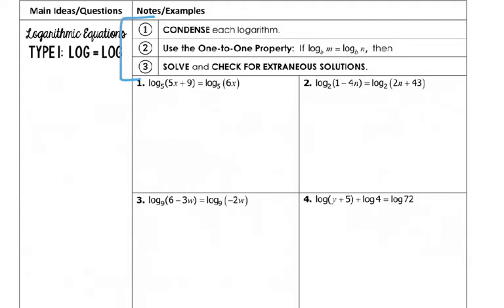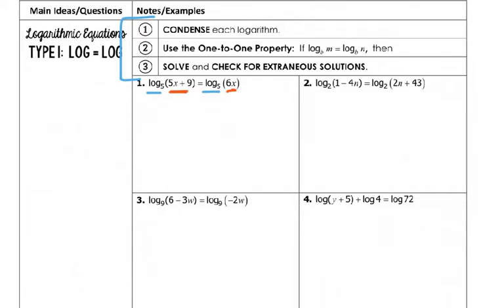Then from there, use the one-to-one property. All that means is if you have the same base, they're equal. So you can set what is inside your parentheses equal to each other and just solve that equation. Once you solve it, you have to check for an extraneous solution. Remember when we did that before, it's where you plug your solution into the equation and make sure that they do truly equal.